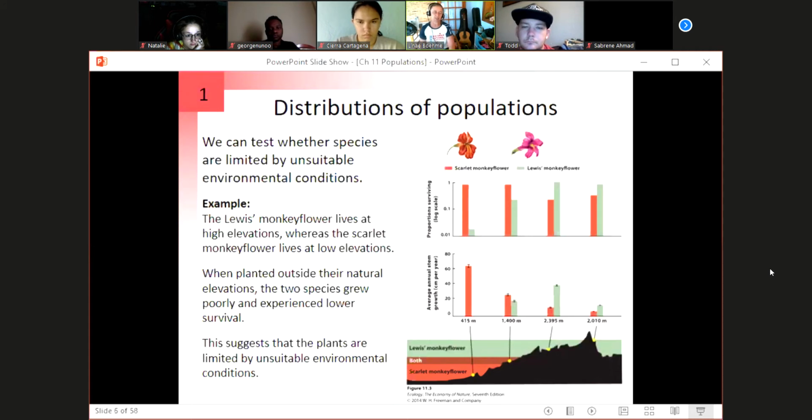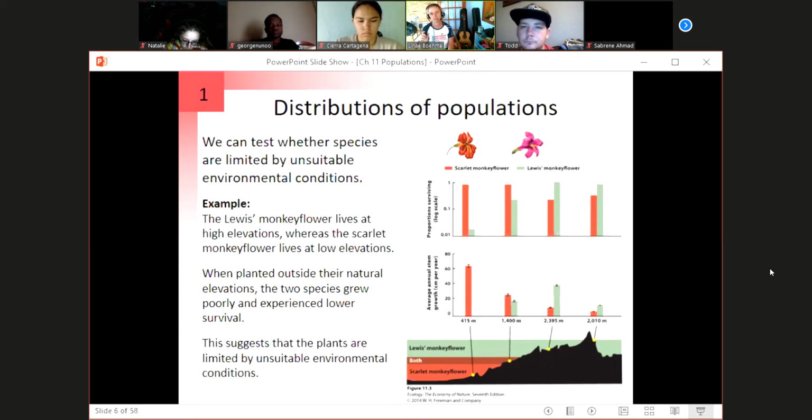You can look at different species, particularly related species, and try to figure out why some species of plants exist right on the water's edge, and why some of them exist in the middle of the island. In this case, they were looking at two little monkey flowers, which I don't think particularly look like monkeys, but I haven't seen one in the wild. So, monkey flower, that's fine. Lewis's monkey flower lives at high elevations, and scarlet monkey flower lives at low elevations. If you look at this diagram, they're on the leeward or the windward side of a mountain range. One lives at the bottom, the other one lives at the top.